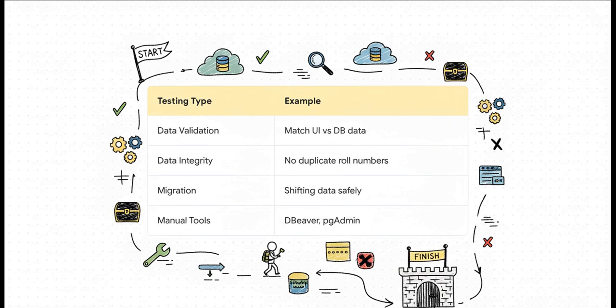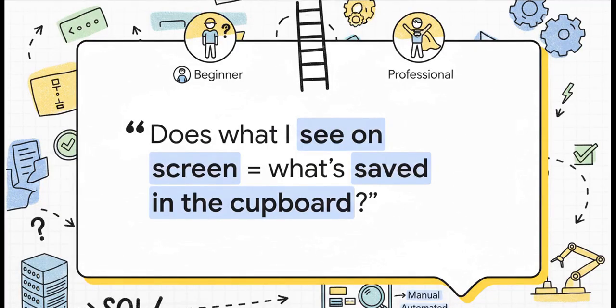We'll talk about stuff like data integrity, making sure you can't register the same student twice with the same ID. That would be bad. And a huge part of this is data validation. Think about it. When someone signs up on a website, does their name and email actually get saved correctly in the database? That's what you'll be checking. Really, it all boils down to one simple question. Does what I see on the screen actually match what got saved in that database cupboard in the back? Answering that question is the absolute core of data validation.